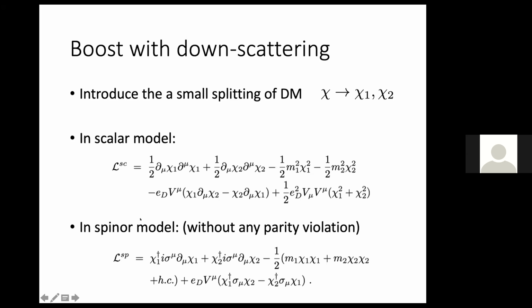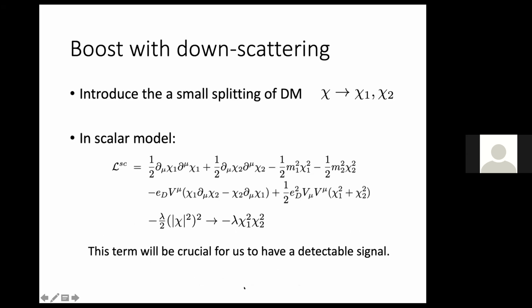The same story happens in the spinor sector. We first introduce a Dirac spinor and let it couple to the dark photon. Then we introduce a very tiny Majorana mass. If we don't introduce any parity violation, then the coupling between the dark photon field and the dark matter field is actually off-diagonal. With this interaction, it can mediate the inelastic scattering process between the dark matter particle and the electrons.